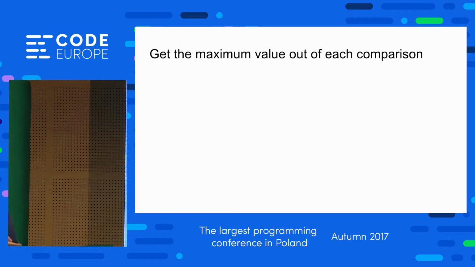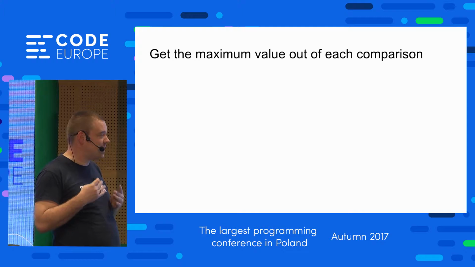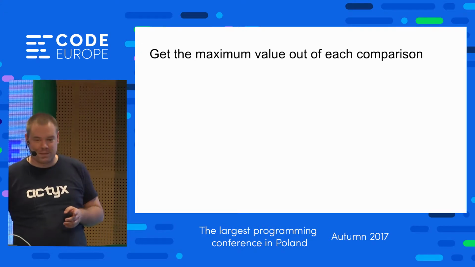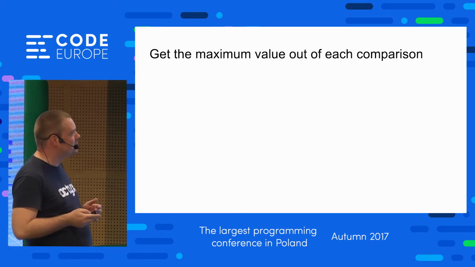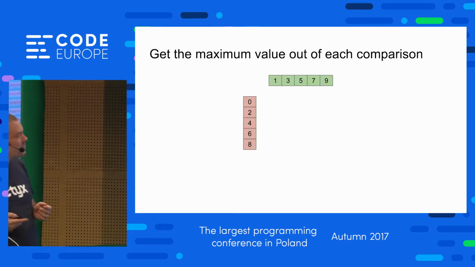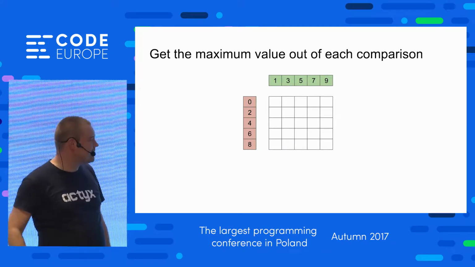So what the algorithm should do is, for every single comparison, imagine every single comparison costs you a lot. So you have to get the maximum value out of every single comparison. And how do we do that? I think it's nice to have a picture. So these are the two arrays, and we form a matrix.